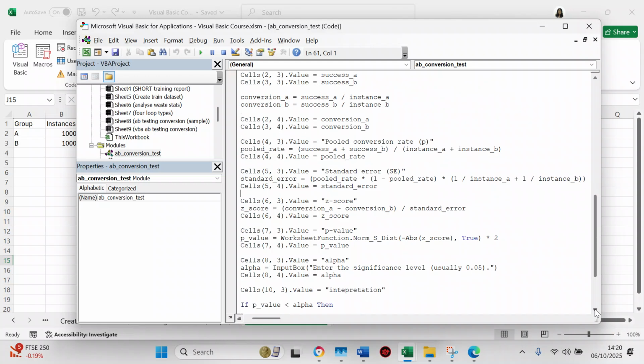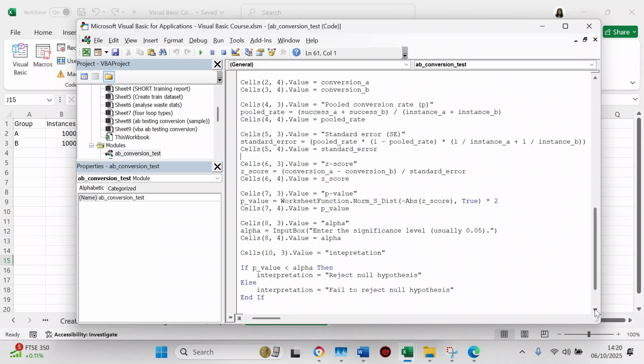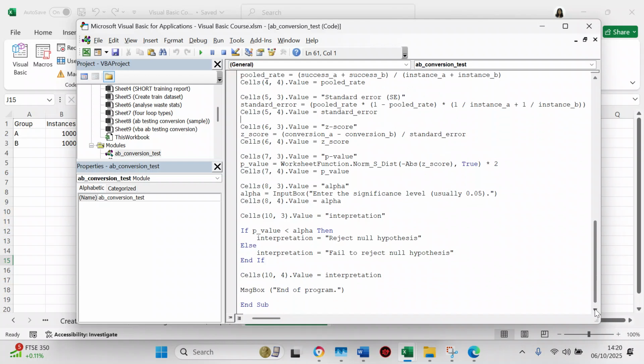Then Cells(4, 3).Value equals pooled conversion rate P. Pooled rate equals success A plus success B divided by instance A plus instance B. Cells(4, 4).Value is pooled rate. Cells(5, 3).Value is your standard error, SE. Standard error equals pooled rate times 1 minus pooled rate times 1 divided by instance A plus 1 divided by instance B. Cells(5, 4).Value equals standard error.